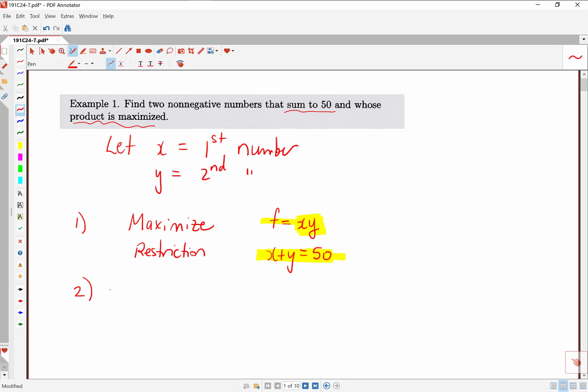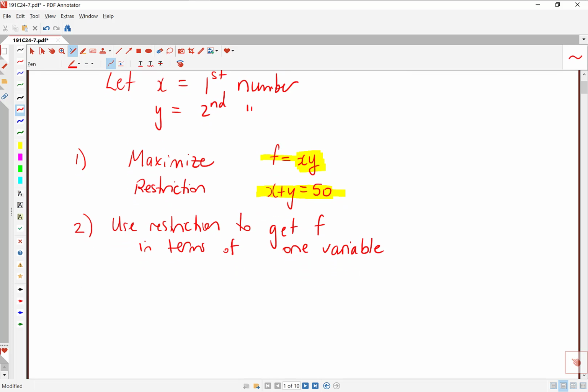And in step 2, what we're going to do is use our restriction to get f in terms of one variable. Because the idea is that in a minute, we're going to need to take the derivative of this function f here. And right now that function involves 2 different variables. So taking the derivative is not going to be very much fun, but we can use our restriction to turn f just into a function involving x, and then life will be much easier when we take our derivative.